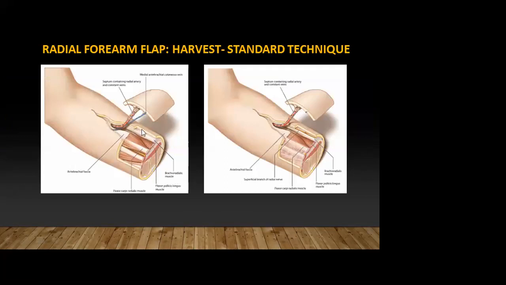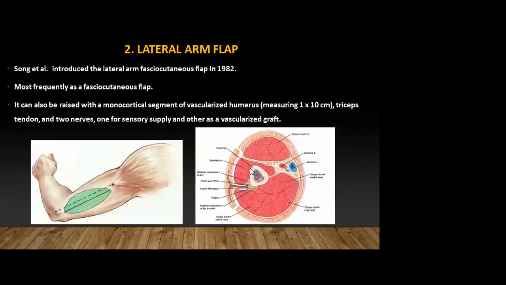So these are the two techniques which I have already told: the subfascial and the suprafascial harvesting techniques. With this, I am coming to the second flap, that is the lateral arm flap. Song et al. introduced this flap in 1982. This is most frequently a fasciocutaneous flap. It can also be raised as a monocortical segment of vascularized humerus.